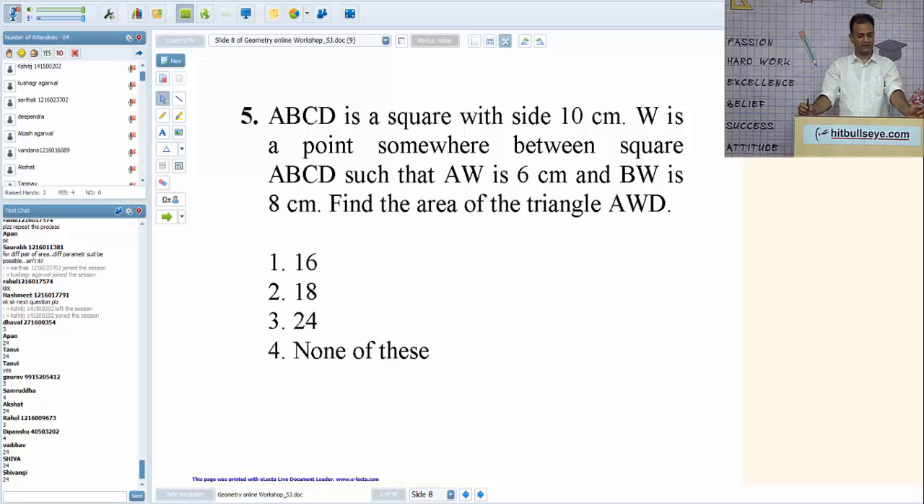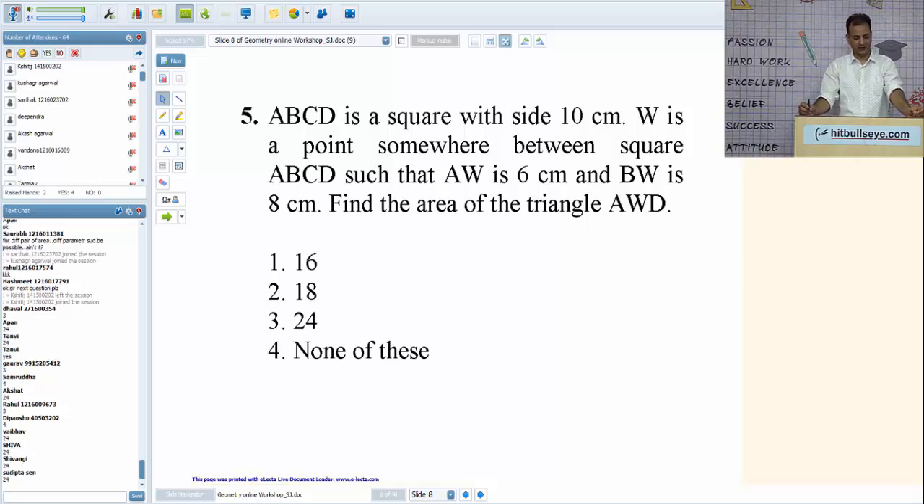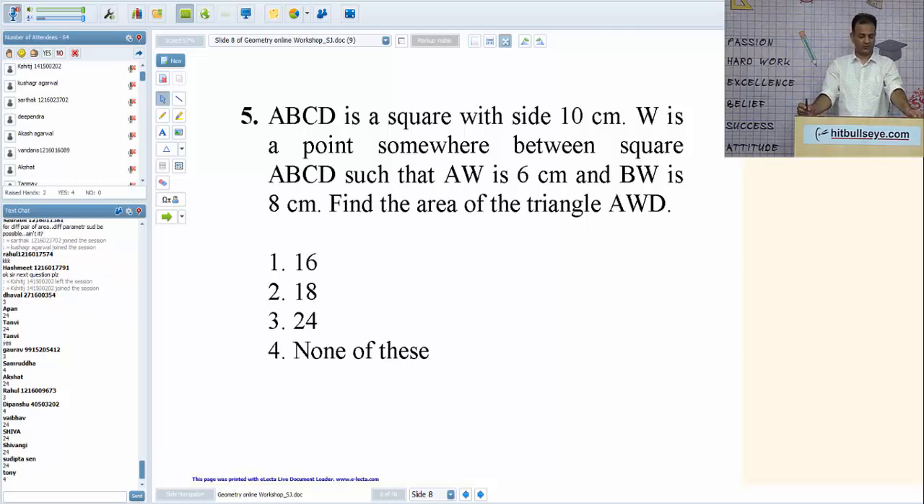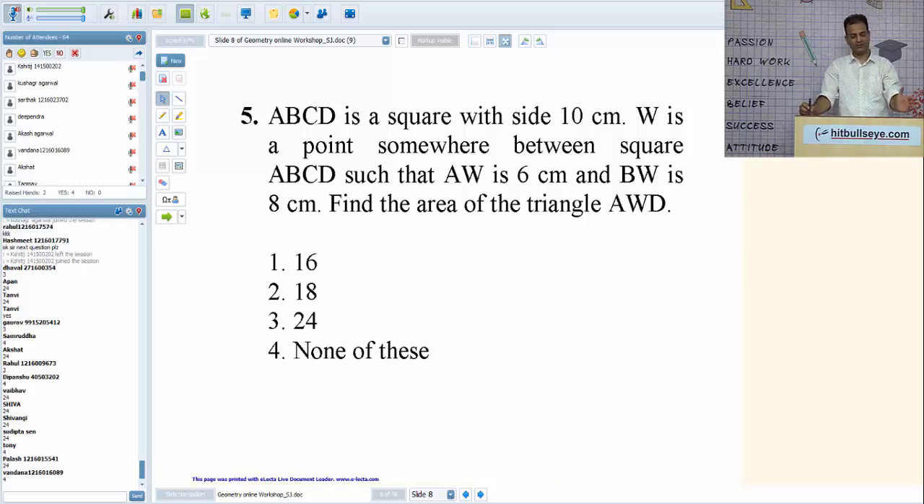Friends, think logically. When it came in the exam, 90% of students came with the answer third option, 24. Like most of you are getting the answer 24. But 24, friends, is a wrong answer, because here the examiner is giving you the triplet 6, 8, and most of the students are getting half into base into height, 24, 24, 24.